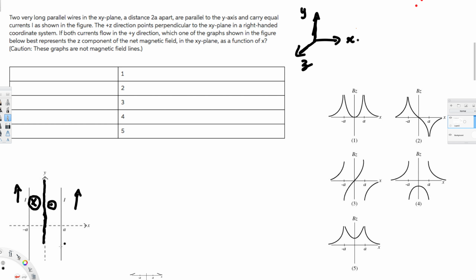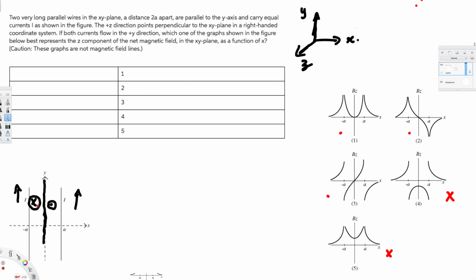So let's go ahead and see. This one has 0 at x equal to 0, this one has it, and this one has it, but this one doesn't, so we can eliminate it. This one also doesn't have 0 at x equal to 0, so we can eliminate this one. Now we have 3 remaining, and let's figure out which one is going to be correct.